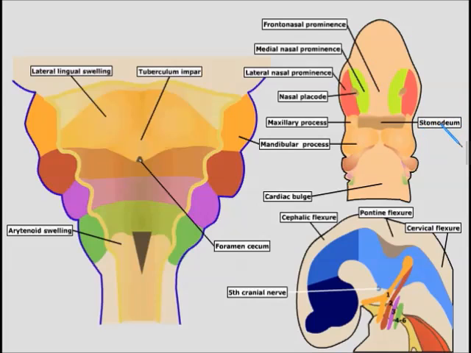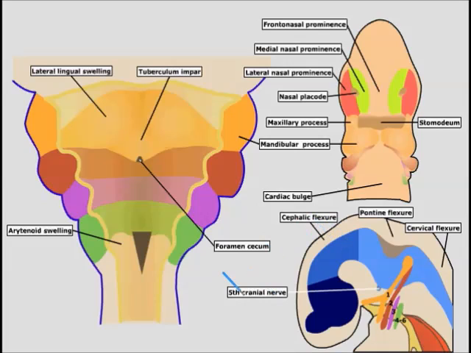Stomodium, I believe that's just going to be a hole. It's going to be where your mouth is. Because see, it makes sense if you see it. The nostrils are here, and then your mouth, and it's going to be your lips here. But you'll see it as you go along.